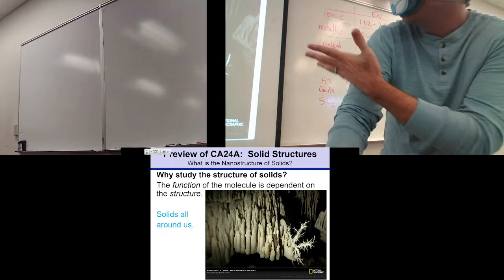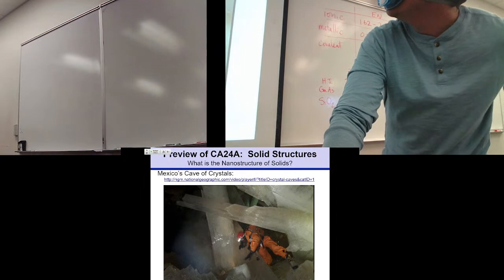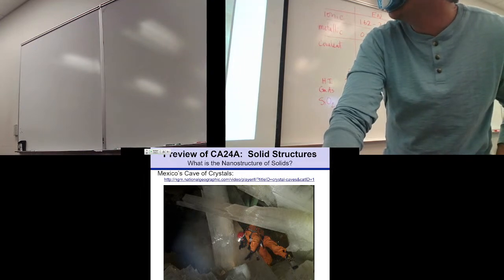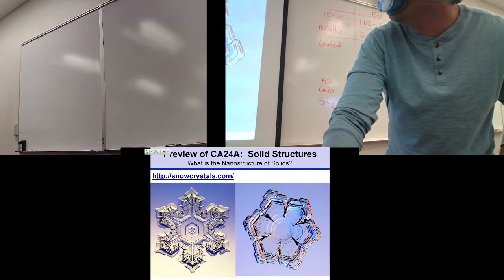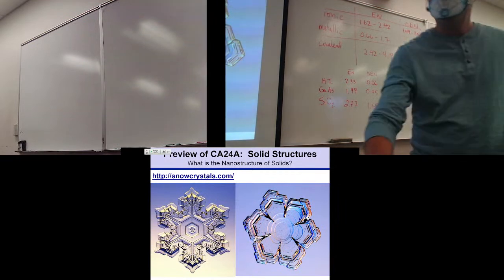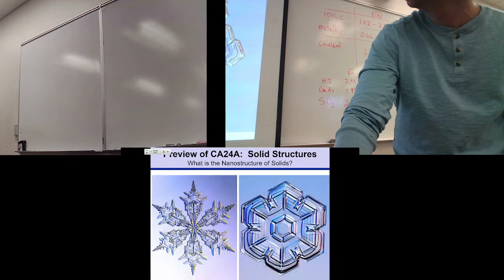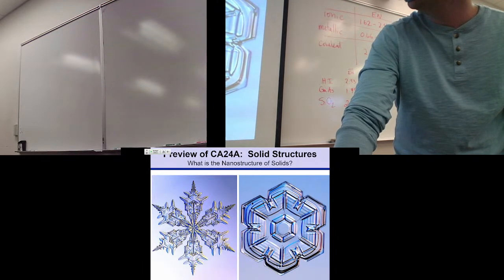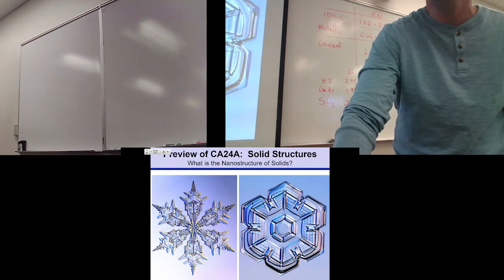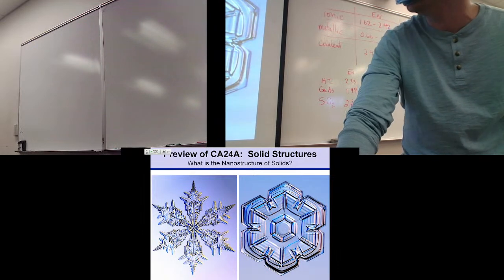There are solids all around us. This is Carlsbad Cavern. Here is Mexico's Cave of Crystals. I haven't been to any one of these. These are pretty pictures. Here's a smaller version. These are snowflakes. You can see your own at snowcrystals.com. I think this website still works. They say no single snowflake is the same, sort of, but they all have characteristics that are the same. And that six point is very, very common.